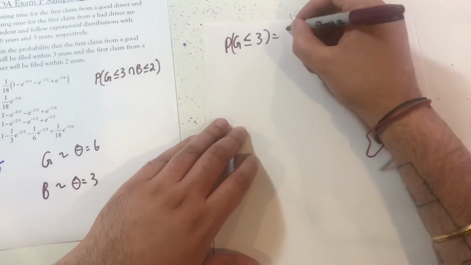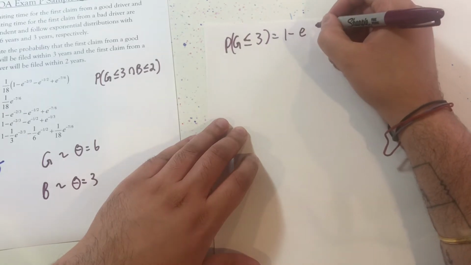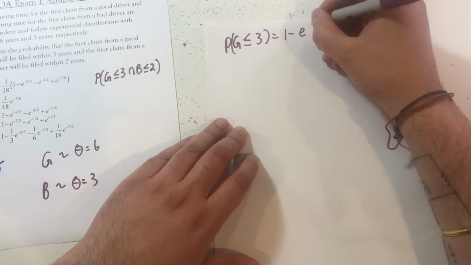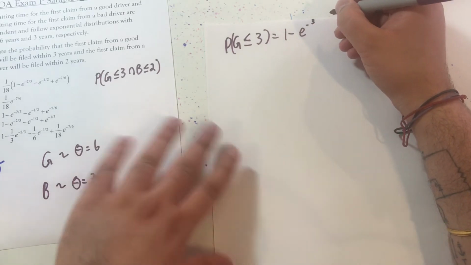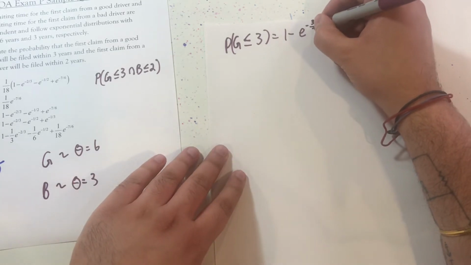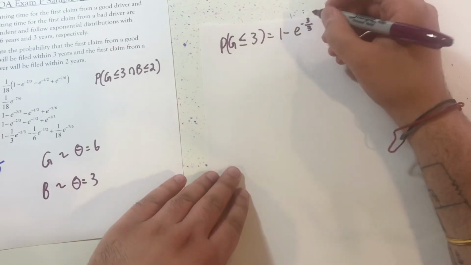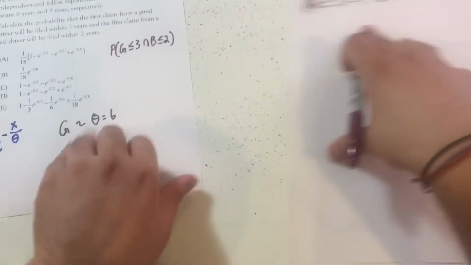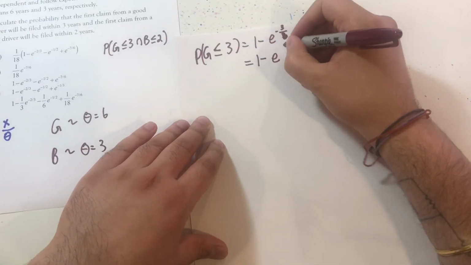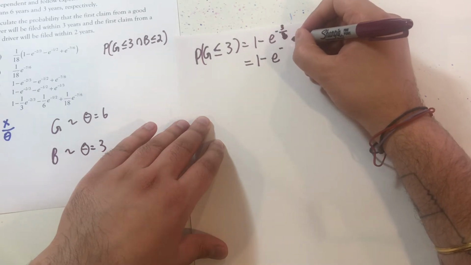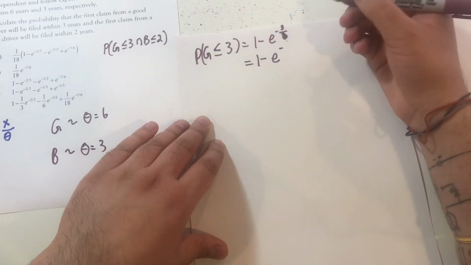So it's going to be 1 minus e to the negative x, x being 3, divided by theta. Theta is 6. I was looking at the wrong one. We're working with G. I'll rewrite this down here. 1 minus e raised to the negative 3 over 6, which is 1/2.